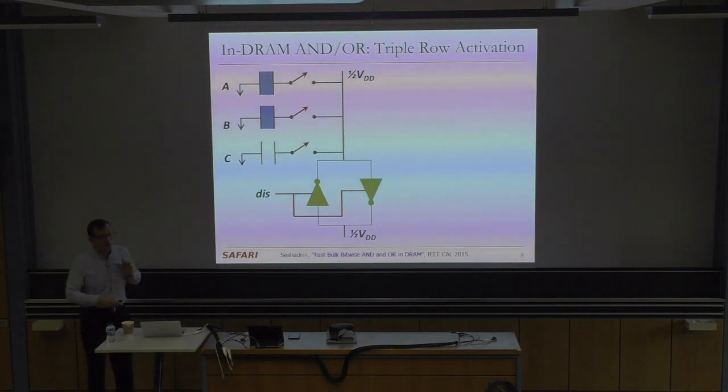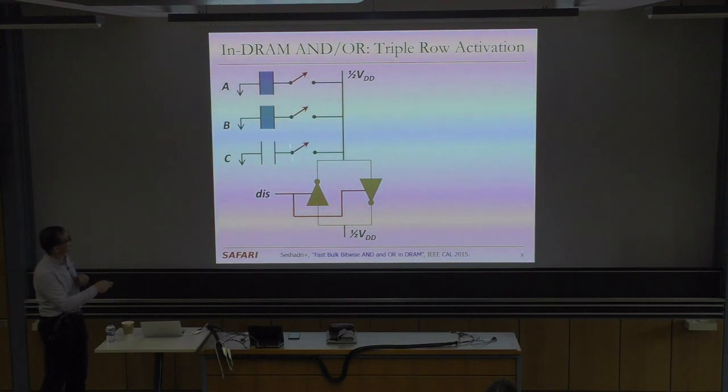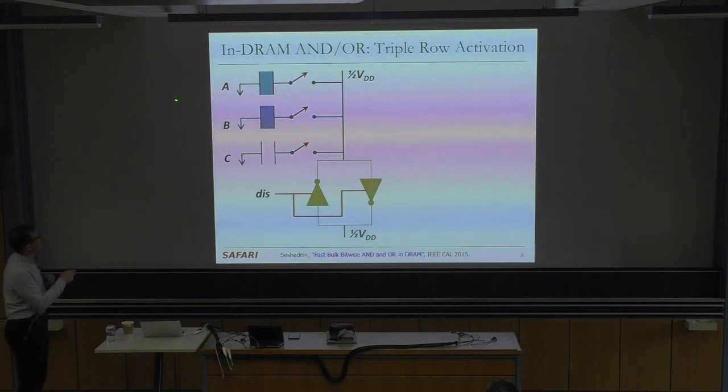But let's take a look at how you can do it in DRAM. So the idea is very simple. It's to do triple row activation. And that's what it says basically. Assume that these are three rows. Again, I'm not showing the 8 kilobyte row over here or 4 kilobyte, whatever it is. I'm showing one bit and a single bit line. Basically, assume that you had the primitive and the hardware support to do three activations at the same time. Activate all of these three rows at the same time.